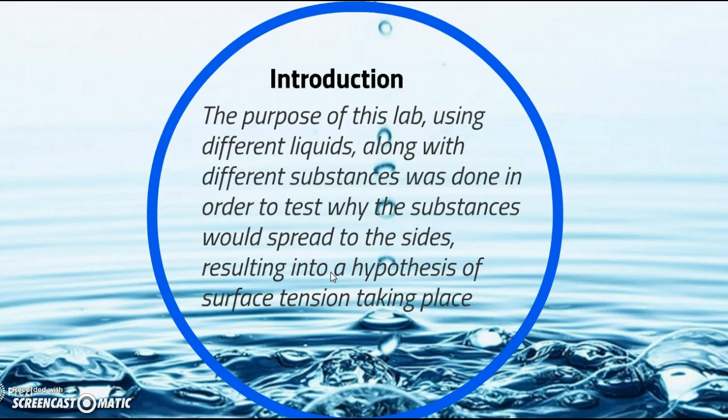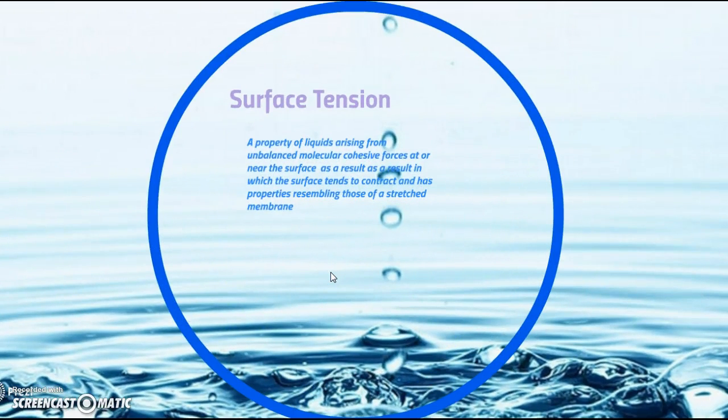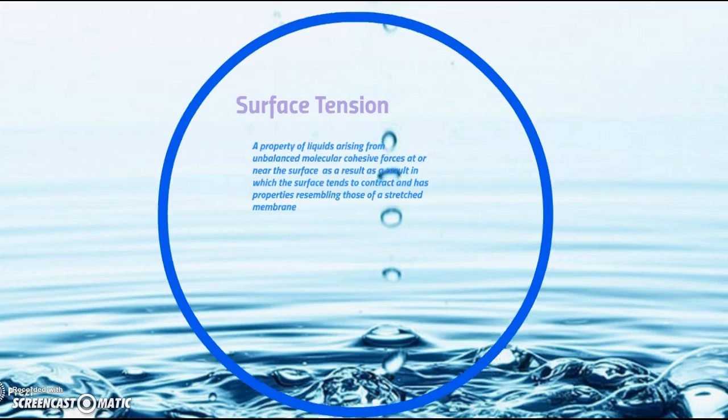Introduction. The purpose of this lab, using different liquids along with different substances, was done in order to test why substances would spread to the sides of a ball, resulting in a hypothesis of surface tension taking place. Surface tension is a property of liquids arising from unbalanced molecular cohesive forces at or near the surface, as a result of which the surface tends to contract and has properties resembling those of a stretched membrane.